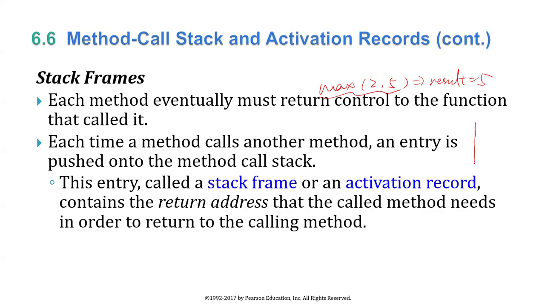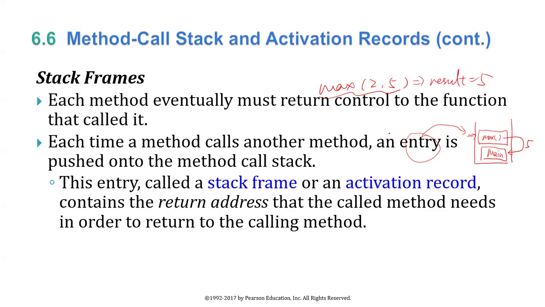This is our call stack, right? This is our main method, and this is our max method, and we return 5 to the main method. Each time a method calls another method, an entry is pushed onto the method call stack. This entry is called a stack frame or an activation record, which contains the return address that the called method needs in order to return to the calling method.